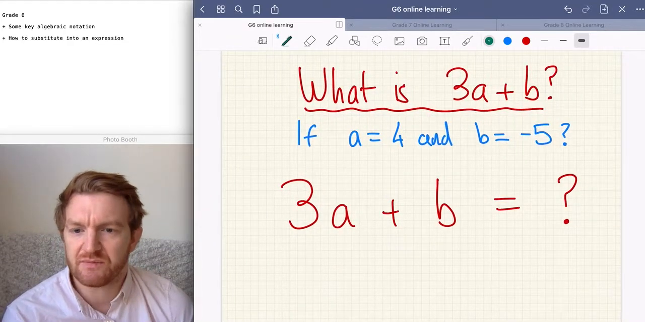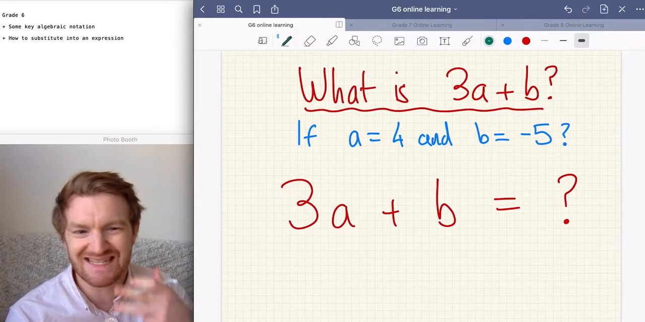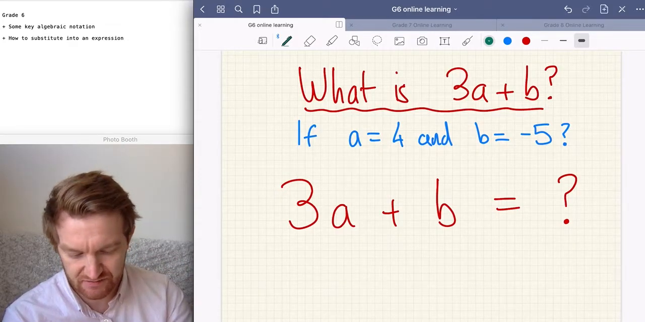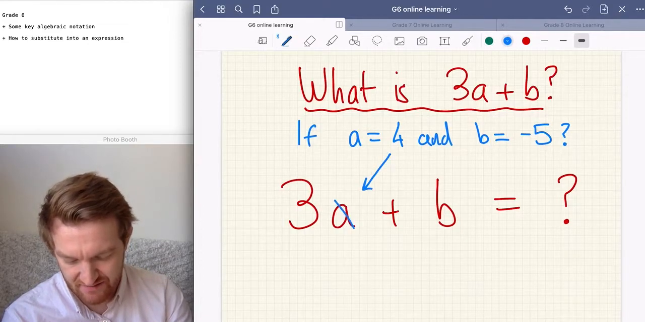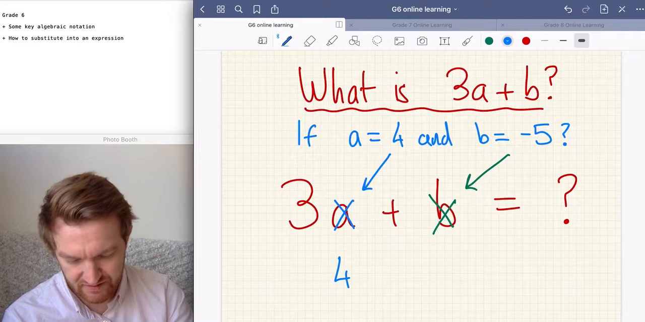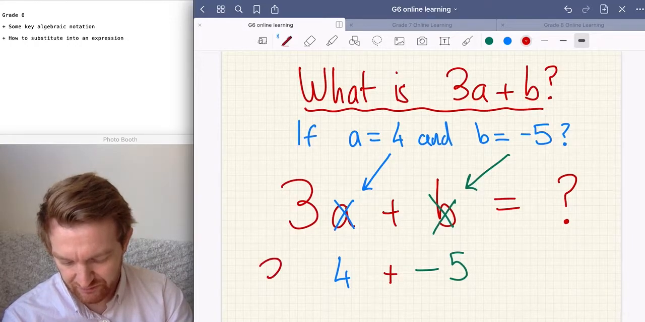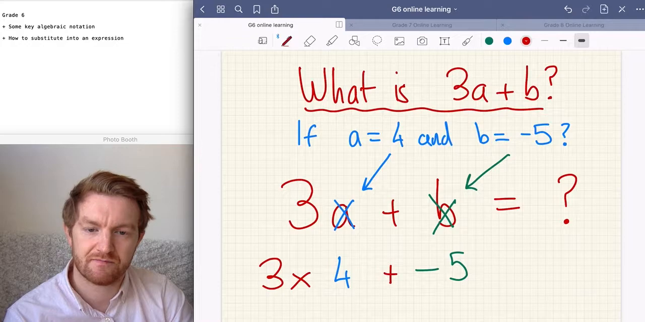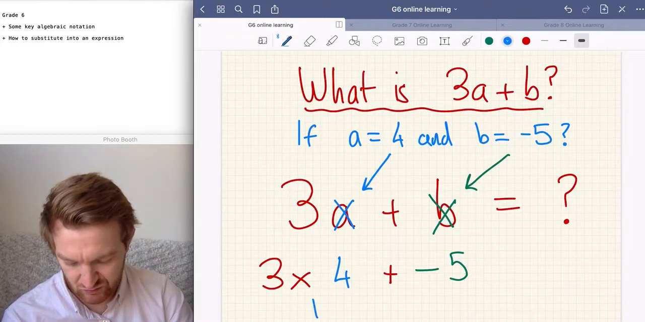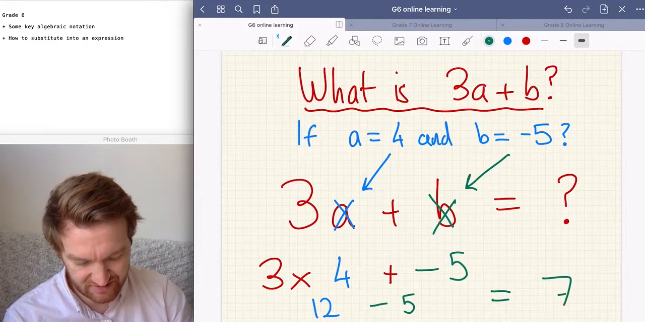What about if we use different numbers? Because we know those variables could be anything. What about now if I said A is 4 and B is negative 5? The values change. We say, okay, let's take out the A and let's take out the B. We now know that A is worth 4 and B is worth negative 5. We're adding that on. But we don't have one A, we've got 3 of them. 3 times 4 is 12. When we add a negative, it subtracts. The value is 7.